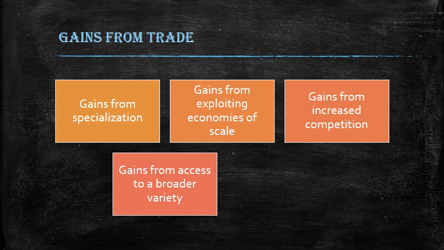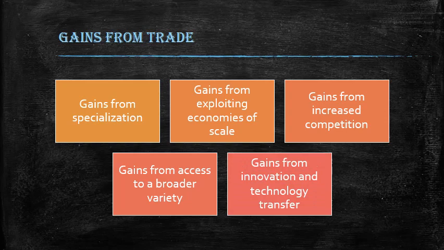Gains from access to a broader variety. The first 3 points were from the perspective of the suppliers. But now from the perspective of the buyer, if my country allows imports, then I get more brands, more variety of products. So that is a gain from the consumer's point of view. Similarly, gains from innovation and technology transfer. This is a gain from both the supplier and demand side. On the supply side, the companies get better technology and can produce more efficiently, while on the demand side, the consumers benefit by using newer and newer technology.